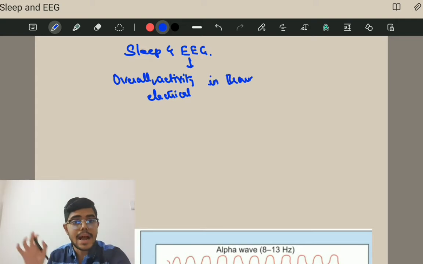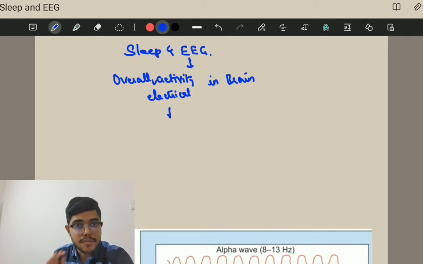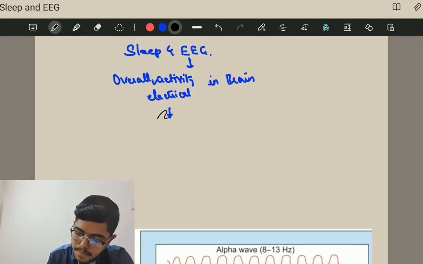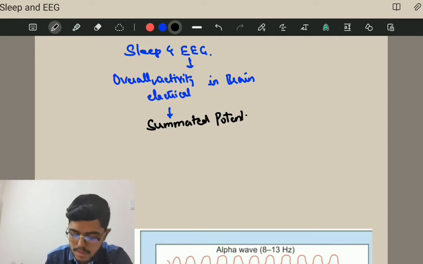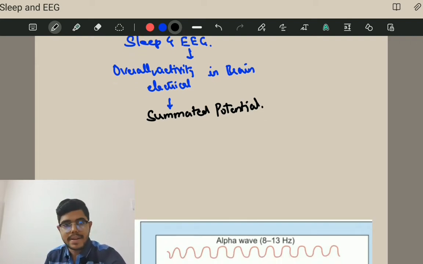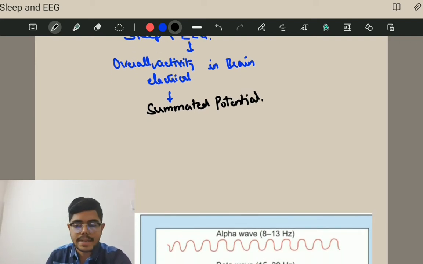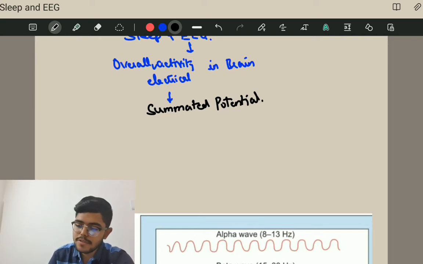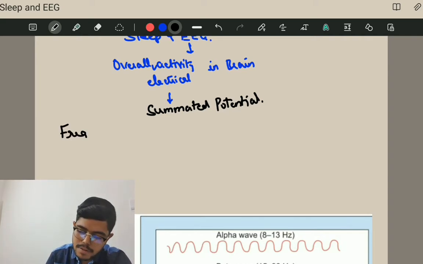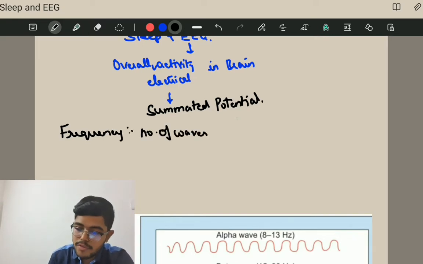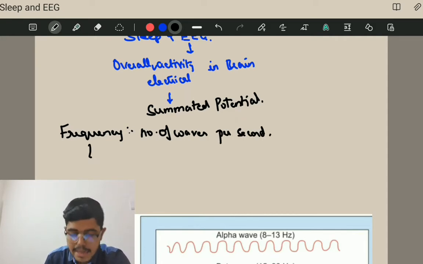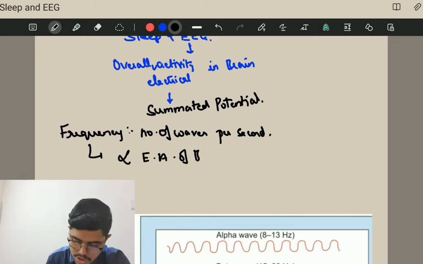And this electrical activity is mainly in the form of summated potential. Summated potential, very important. Now this summated potential, or the overall activity of the brain, depends upon the frequency. What do you mean by frequency? Yes, number of waves per second. And this frequency is directly proportional to the electrical activity of the brain. That's it. This is the introduction about EEG.